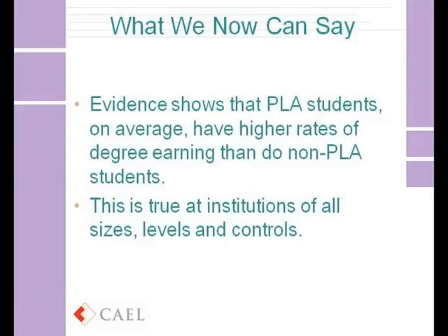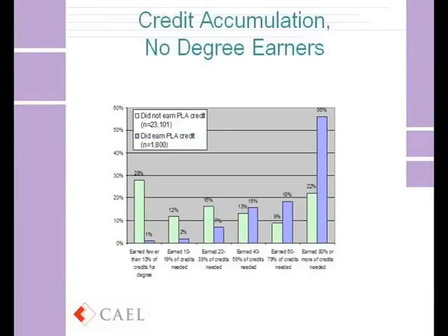What our evidence showed is that this is true at all institutions. Size of the institution does not differentiate the results, nor level of the institution, 2-year or 4-year, nor control, public, private, for-profit, or not-for-profit. PLA students do have higher rates of graduation than non-PLA students in our very large sample of over 62,000 student records.